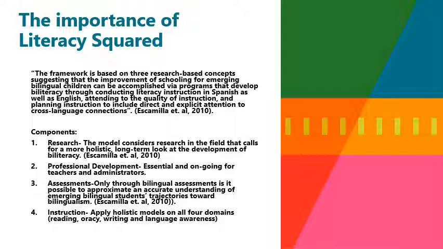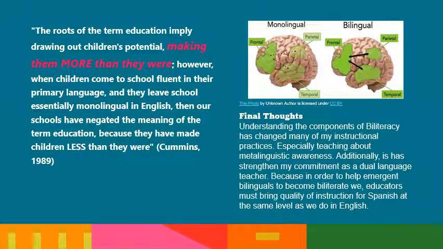So there are some components. There's the research, the professional development, assessments, and the instruction, and all four components are equally important in order to achieve biliteracy in our emergent bilingual children. There is so much power and profound reflection about this quote. This is why I decided to include it. It sets the tone for the foundations of literacy, making children more than what they were by providing a bridge between two languages.